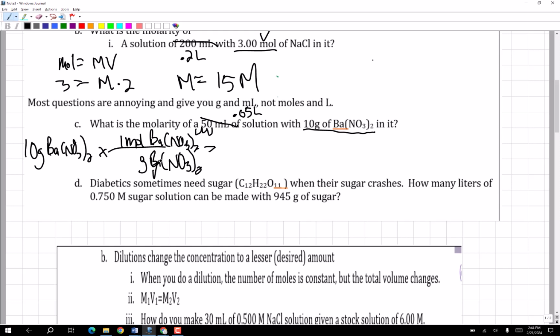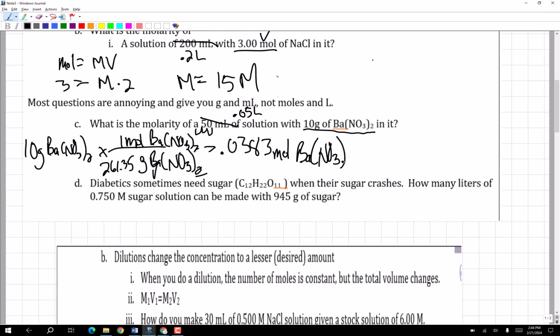Barium is 137.33. Nitrogen's 14.01, but I got 2 of them, and that's 28.02, plus quantity 6 times 16, close quantity, and it's 261. Holy cow. So 10 grams divided by 261.35 is 0.0383 moles of Ba(NO3)2.